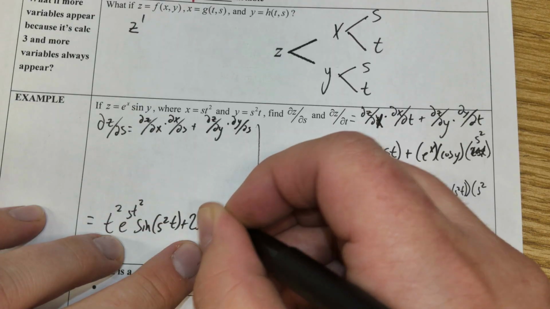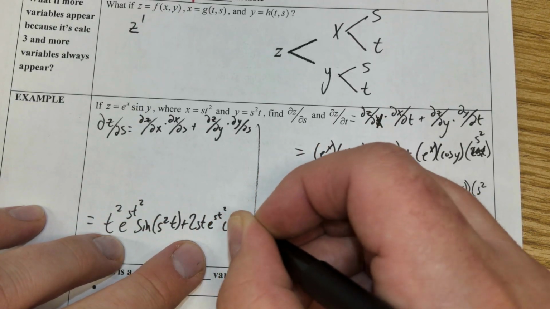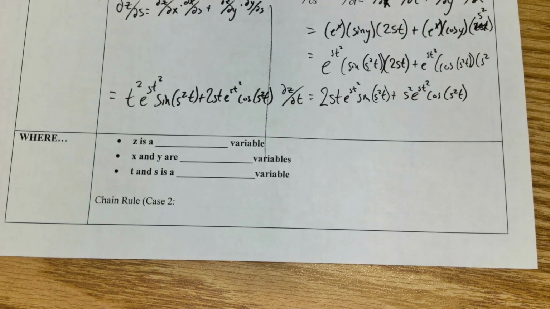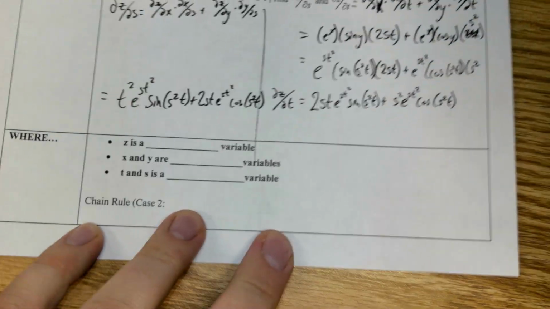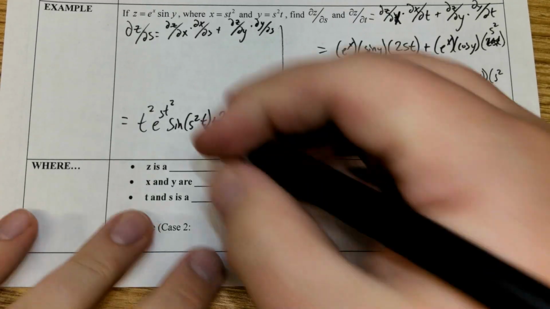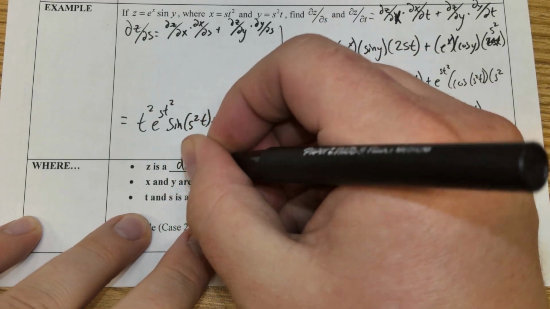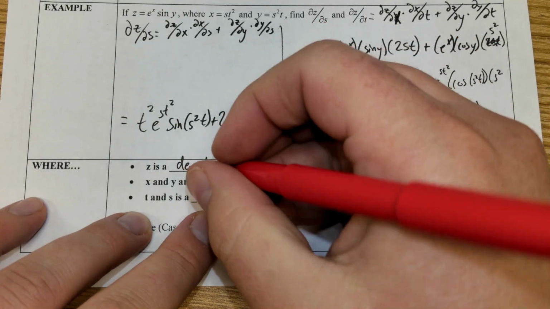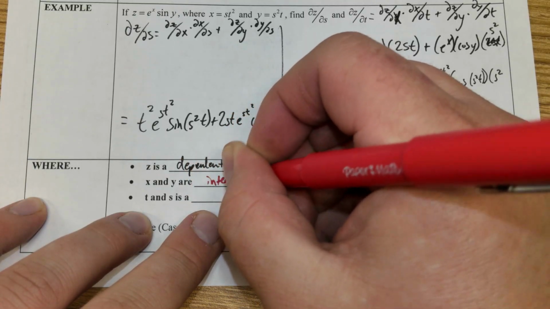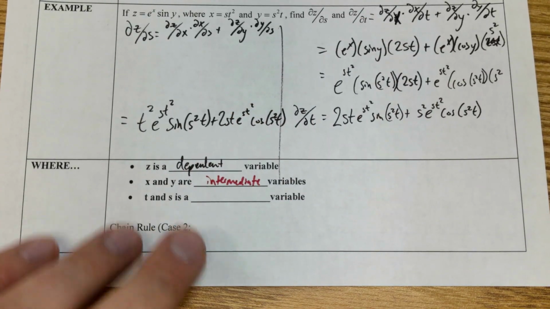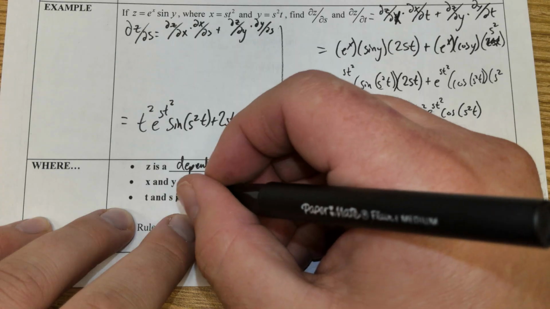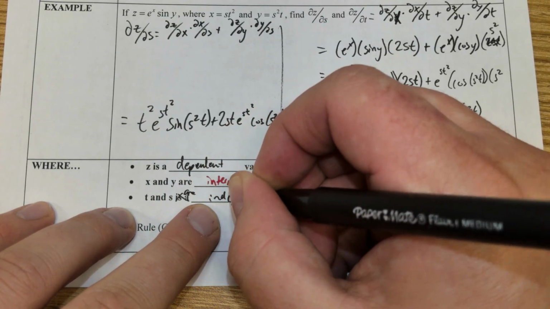2st e to the st squared cosine s squared t. How terrible. All right, and in this case, we have more names for more things. And guess what? It's still kind of the same. Where z is a dependent, x and y are intermediate, and in these cases s and t are independent variables. I'm not an English teacher.